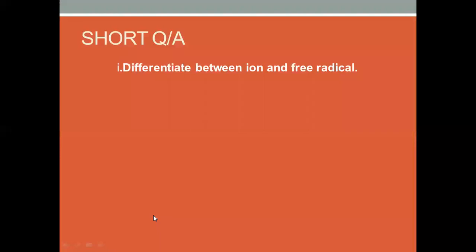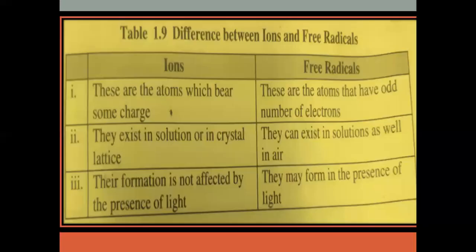Now coming to the short question answers. Number 1, differentiate between ion and free radical. We already discussed this topic before. In the topic, differentiate between ions and free radical: ions are atoms which bear some charge, meaning positive or negative, anion or cation. And free radicals are atoms that have an odd number of electrons.